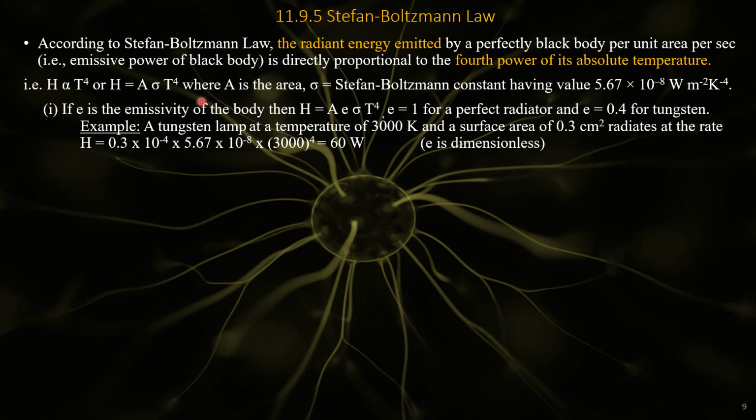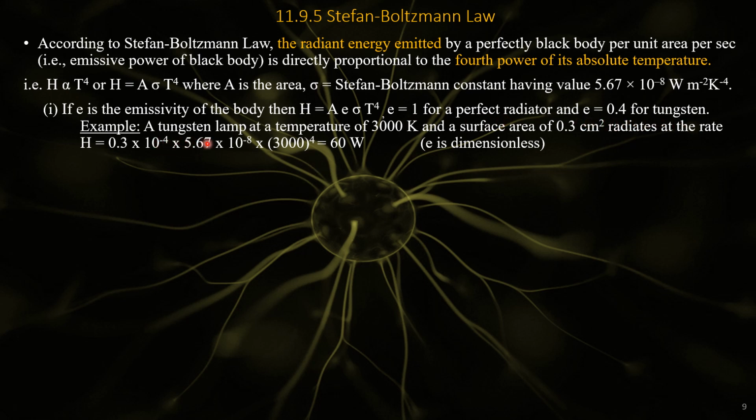Now we know all bodies are not perfectly black. For any other body, we add another constant e called emissivity of the body and write the equation as H is equal to A into e into sigma into T to the power of 4. That is, e is equal to 1 for a perfect black body or perfect radiator, and it is about 0.4 for tungsten.